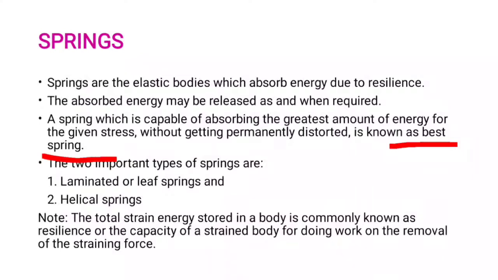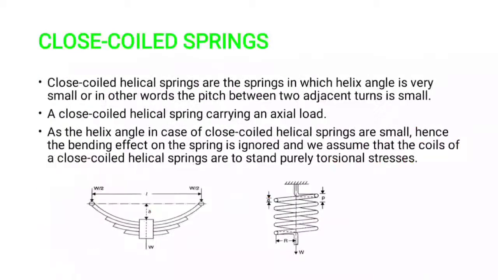There are two types of springs. One is laminated or leaf springs, another one is helical springs. I can show what a laminated or leaf spring is. This is a laminated or leaf spring. We can observe this type of spring in tractors, trolleys, buses, and lorries also.